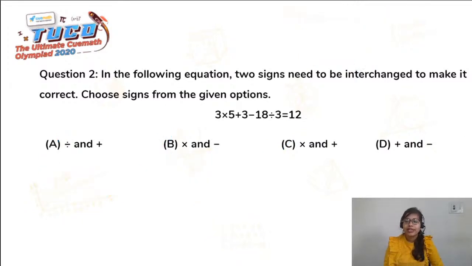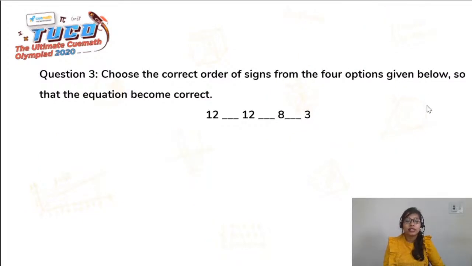Okay. All right. Now let's proceed further with our third advanced question. And this is going to be the last question for today's session, guys. So please follow up and look into it. Choose the correct order of signs from the 4 options given below so that the equation becomes correct. So from here, I'm going to display the options and everybody is going to try on it using different options.